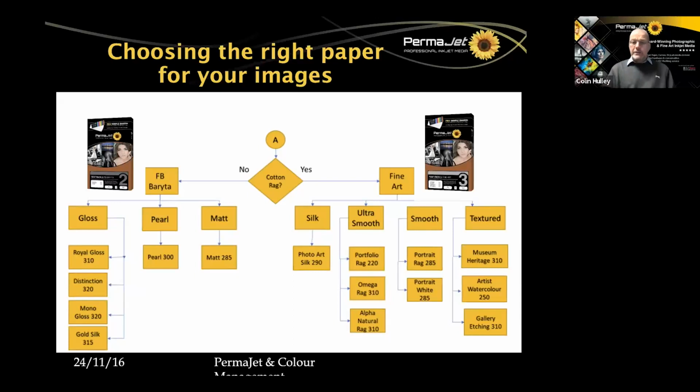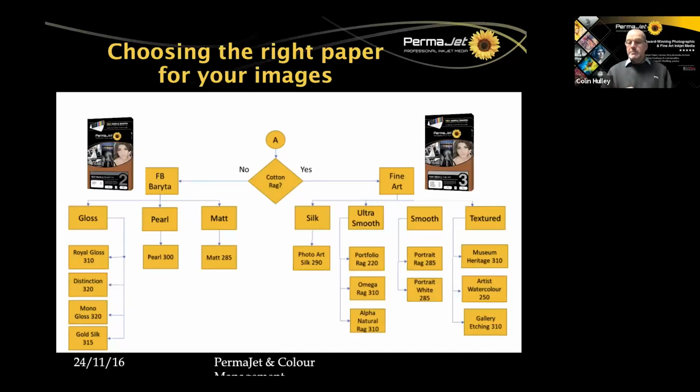So going back to the slide, Omega and Alpha, both the same weight. Alpha optical brightness, none, and Omega does have some in it. The next section you've got is Smooth. Although we say smooth, when you hold these papers up to the light, you can see a very subtle texture to them. So they're not ultra smooth, but they are considered to be smooth.